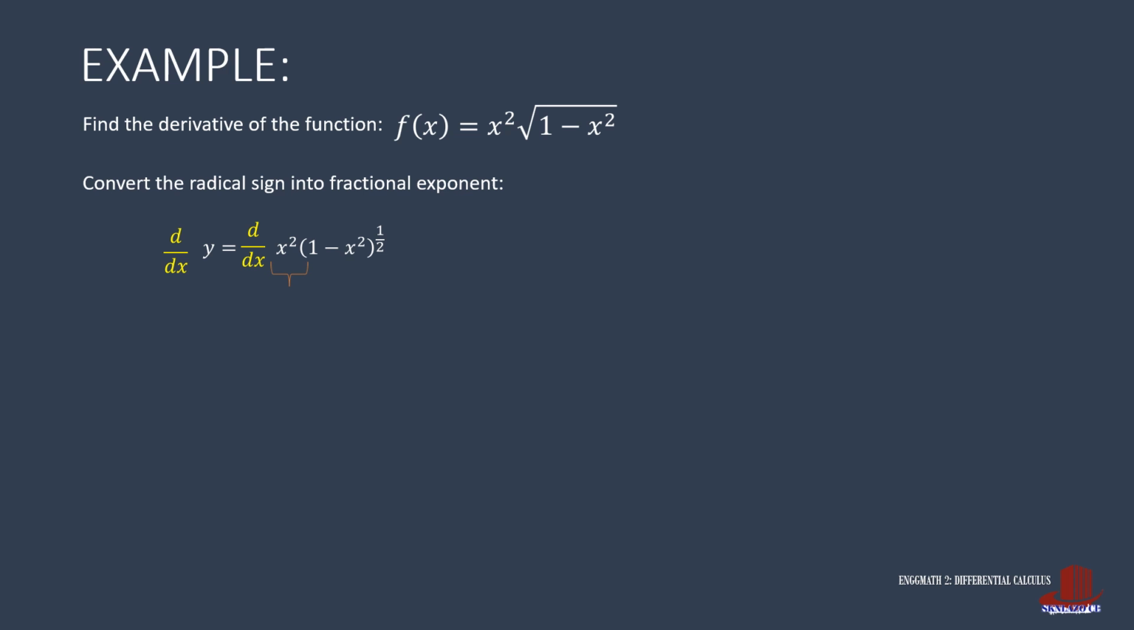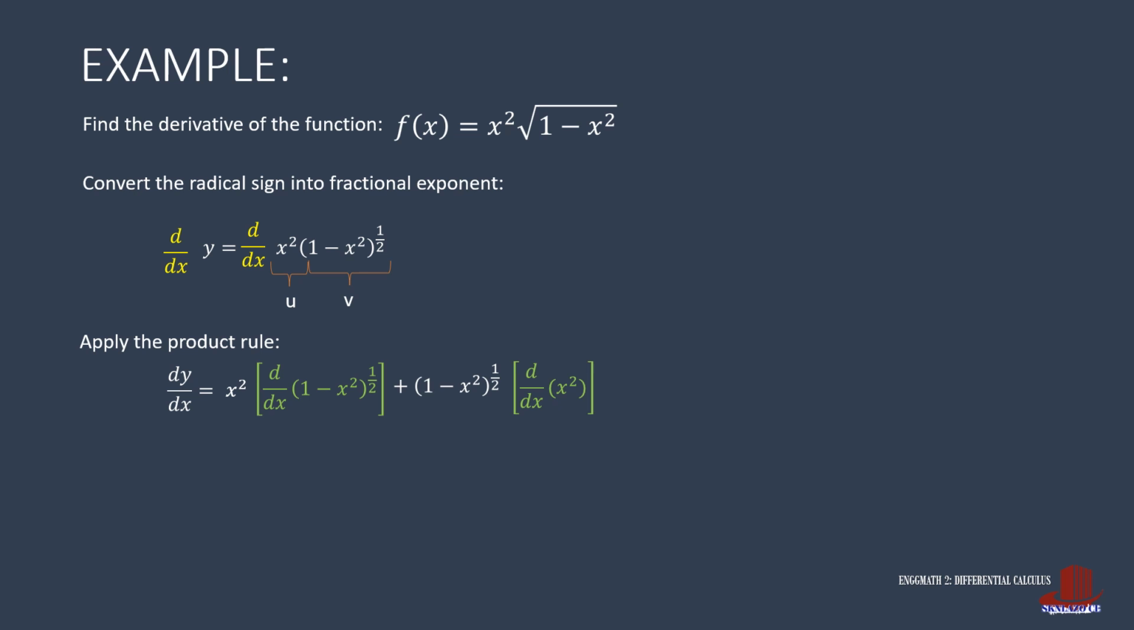Note that it has two terms. The first is x squared, and the latter is the quantity of 1 minus x squared raised to 1/2. The two terms can also be notated as u and v, and note that they are multiplied. Thus, we should employ product rule. From the rule, dy over dx is the first term, multiplied by the derivative of the second. Then add the copied second term, multiplied by the derivative of the first.